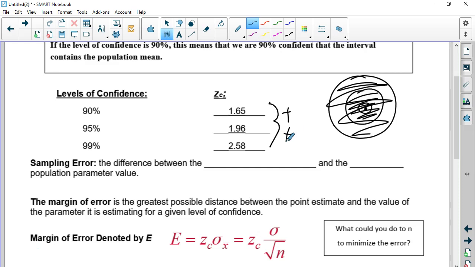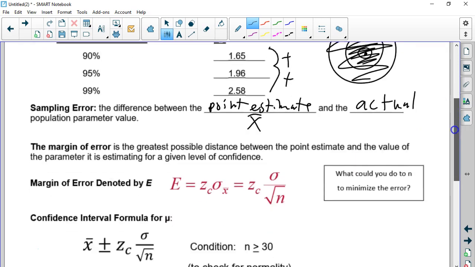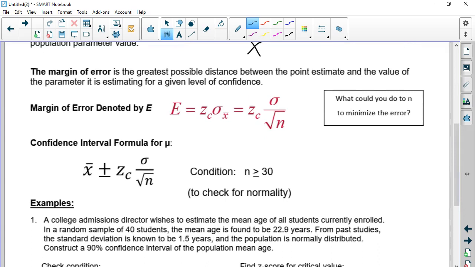So sampling error is the difference between the point estimate, remember our mean, and the actual population parameter value. The margin of error is the greatest possible distance between the point estimate and the value the parameter is estimating for a given level of confidence. So margin of error is the capital E. Here's our z-score.